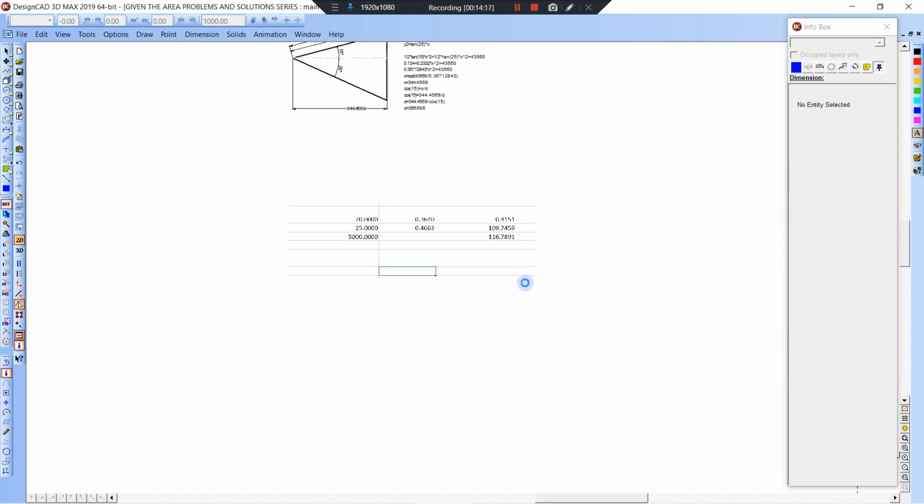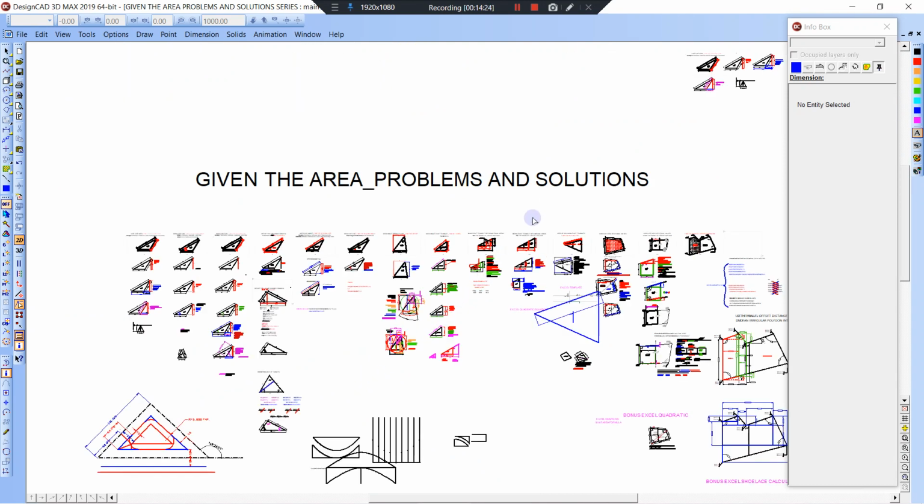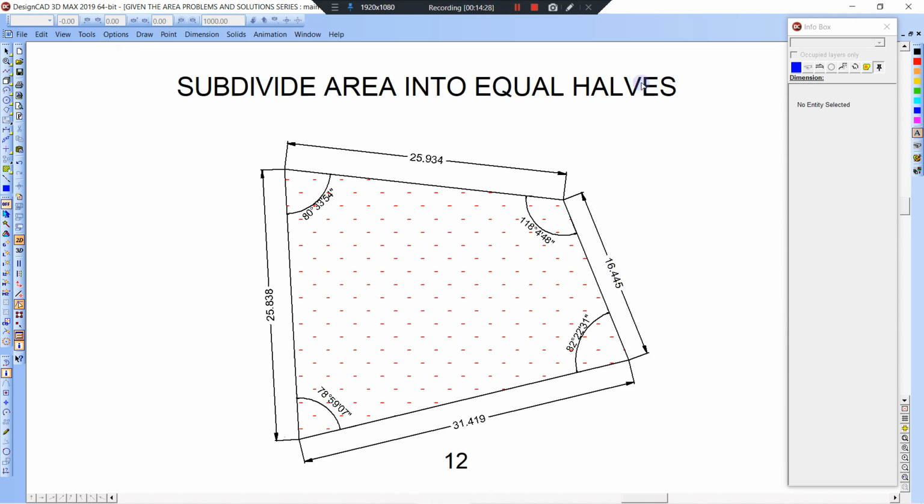So that's how you could create a template. Let's go back to the next one. We're going to get into subdivision. So see you on the next video.